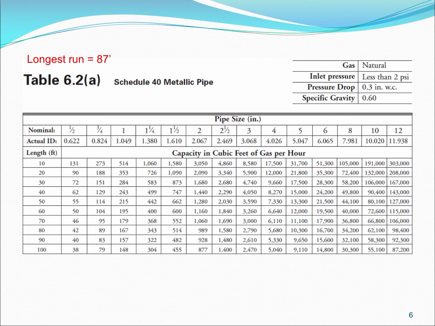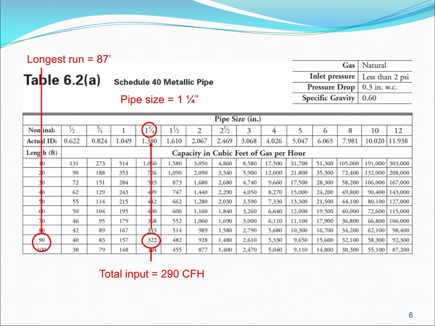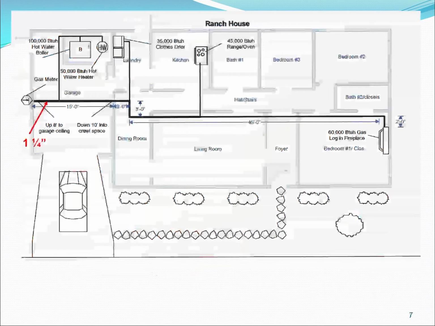So now you might remember the longest run was 87 feet. That means that pushes me down to a 90-foot row. That 90-foot row is where we're going to stay, and we're not going to leave that during the entire sizing example. The total input was 290,000. So my initial one, as you can see, we're going to need to actually go with a 1.25 inch pipe because that has the capacity to handle 322 cubic feet of gas per hour. So initial pipe size, leaving the meter, 1.25 inches. That one's labeled right here already, 1.25 inches, and we are ready to roll to the next one.